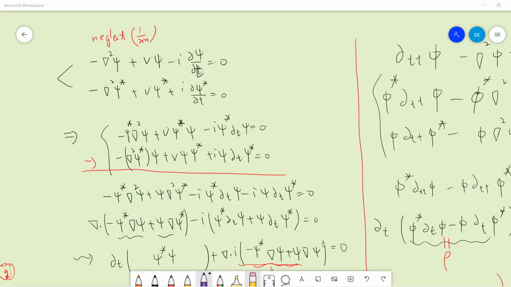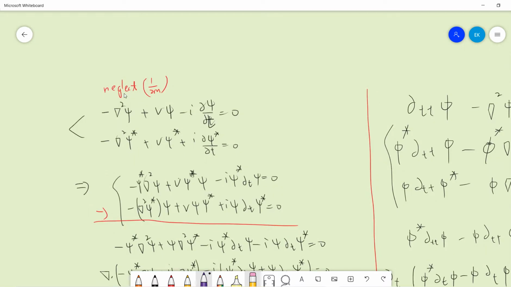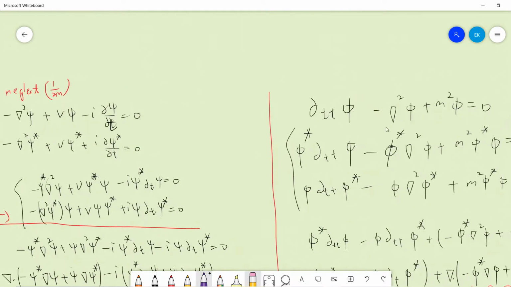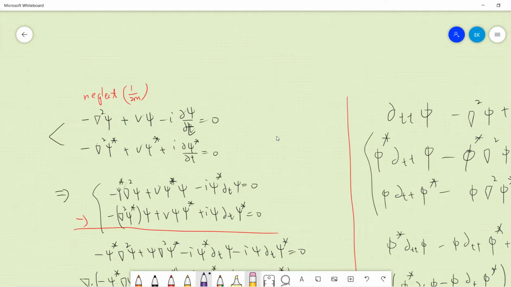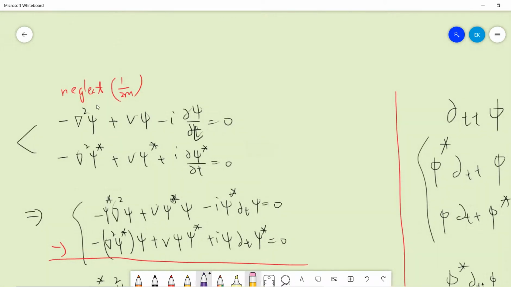So I guess everybody is interested in how to derive the continuity version of the Schrodinger equation. The first section I will deal with is Schrodinger, and next I will deal with Klein Gordon. So just some simple mathematical derivation. I neglect 1 over 2m, because it's stupid. So this is minus Laplacian psi plus V psi minus i partial psi partial t. So this is the Schrodinger equation, right?